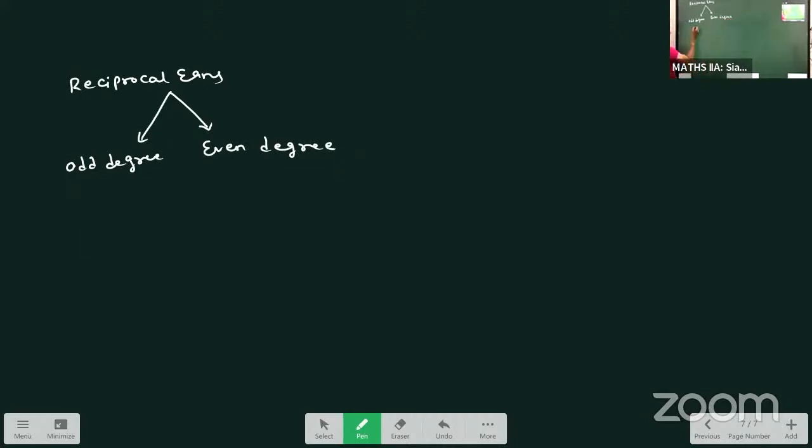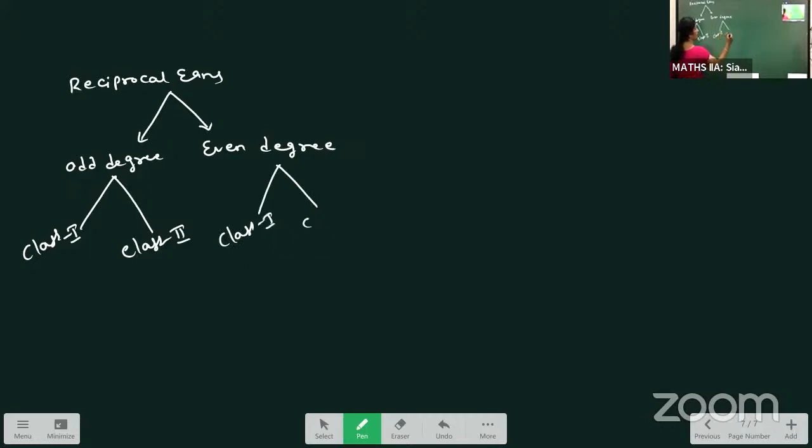In odd degree, again two types are there, class 1 and class 2. In even degree also two types are there, class 1 and class 2. If it is class 1 reciprocal equation, minus 1 is the root. Directly you can say minus 1 is the root.